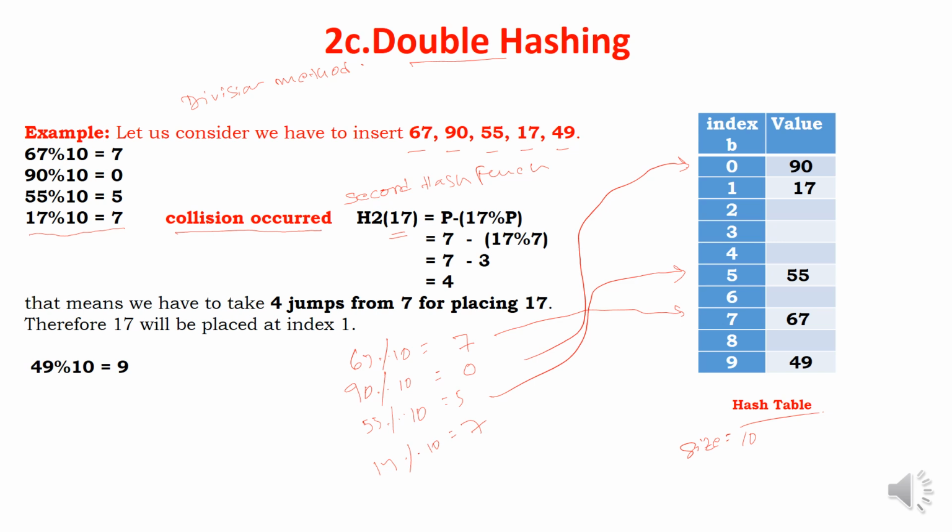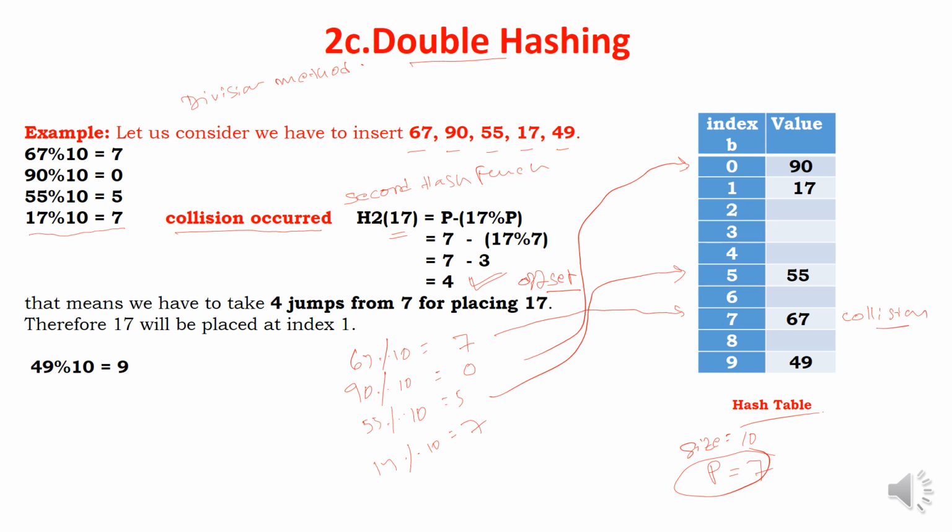So what is p? 7, because the size is 10, and p should be less than 10 and a prime number. Less than 10, is 9 a prime number? No. Is 8 a prime number? No. Is 7 a prime number? Yes. So p is 7. So 7 minus key % 7: 7 minus 17 % 7, which is 3. 7 minus 3 is 4. So 4 is not your index, 4 is the offset. At 7, you got a collision.